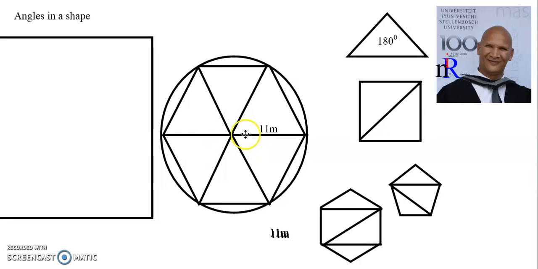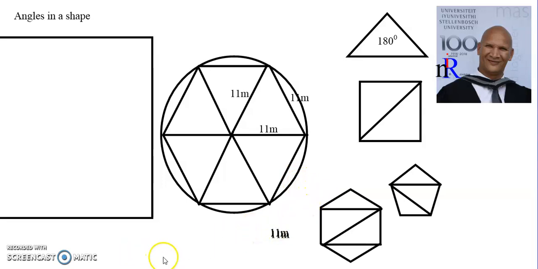Now, this takes me to another amazing factor, that this angle and that angle need to add up to 120. But this is a radius and this is a radius, which means the angles opposite them have to be equal in size. So 120 divided by 2 gives me 60 degrees and 60 degrees, which makes this shape an equilateral triangle. All the angles are 60 degrees and all the sides are 11 meters long.